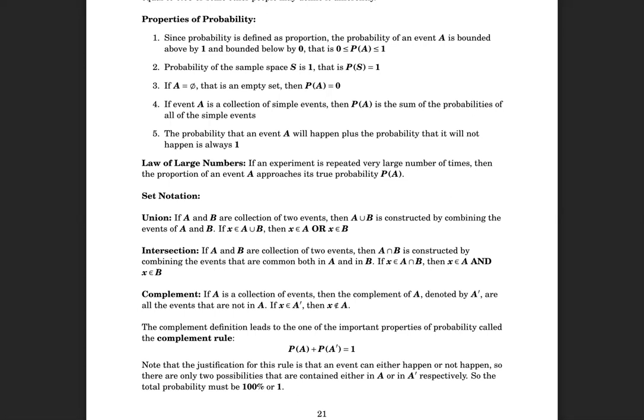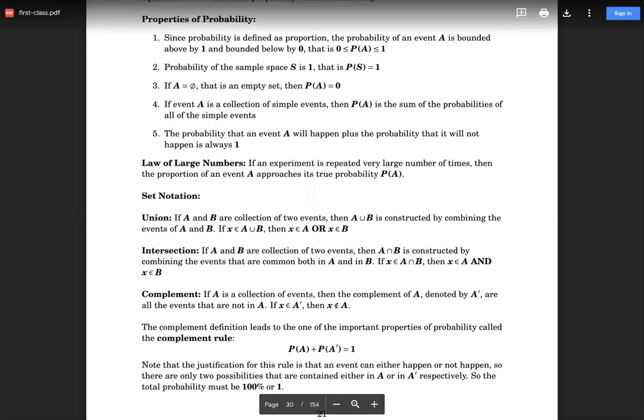First of all, please don't do this. Probability can never be greater than 1 or less than 0. So probability is always going to be between 0 and 1. Or equivalently, probability will be between 0% and what? 100%.